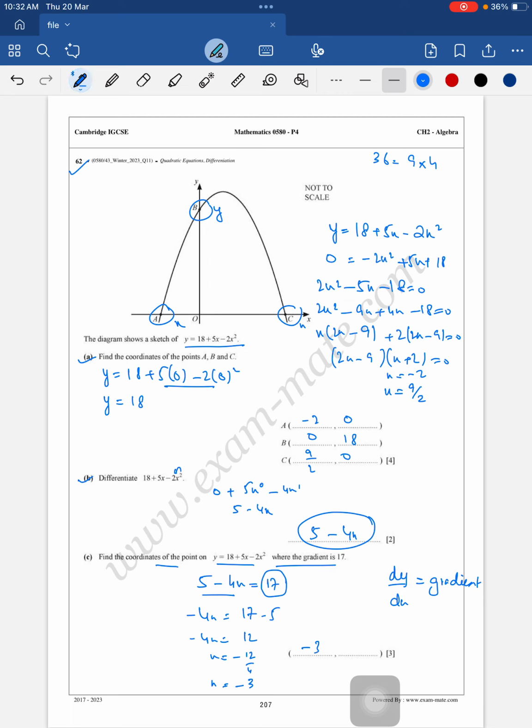Now put this minus 3 in the equation. Y is equal to 18 plus 5x minus 2x squared. X is equal to minus 3. So 18 plus 5 times minus 3 minus 2 times minus 3 the whole squared. That will be 18 minus 15. Okay, minus 3 squared is 9 and minus 2 times 9 is 18. This minus gets positive, but the minus 2 is minus 18. So 18 minus 18 cancels, minus 15 is the coordinate of y. Minus 3, minus 15. I hope that's clear.